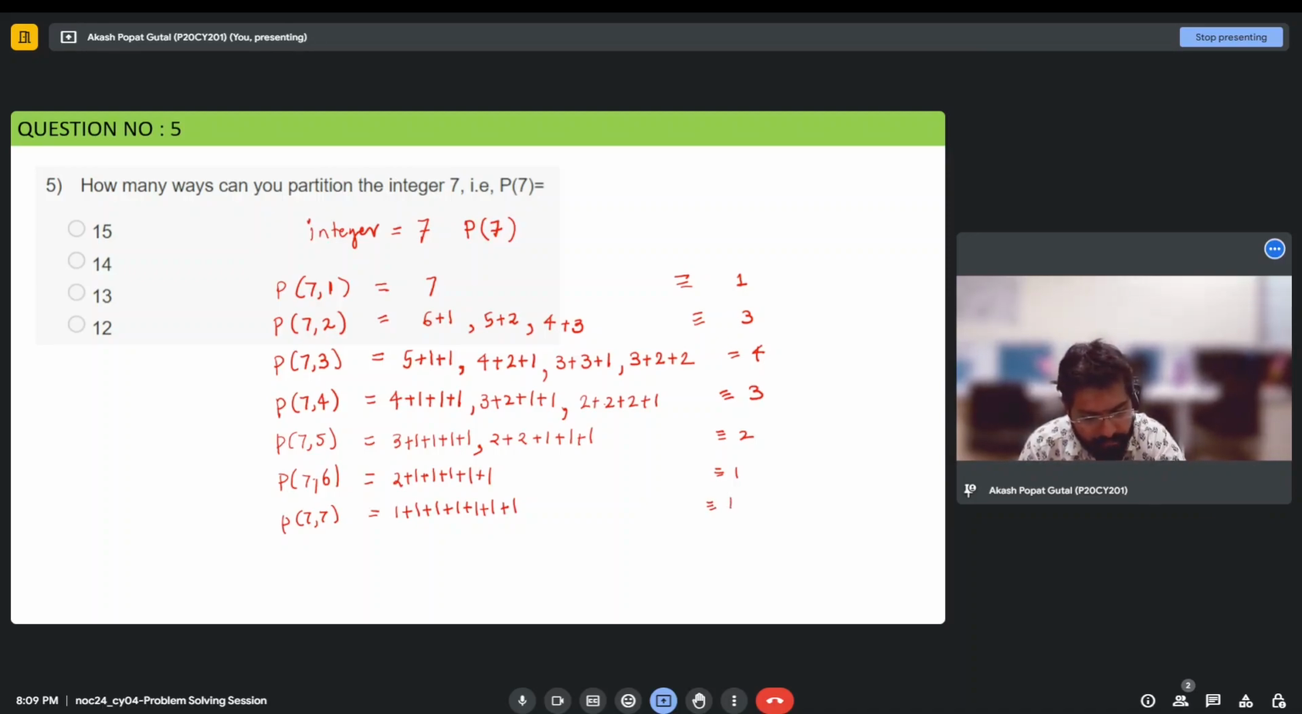So what is the total? 3 plus 4, 4, 4 and 4, 8. 8 and 3 is 11, 12, 13, 14, and we will be having 15 partitions. So the answer should be option number D. Fine.